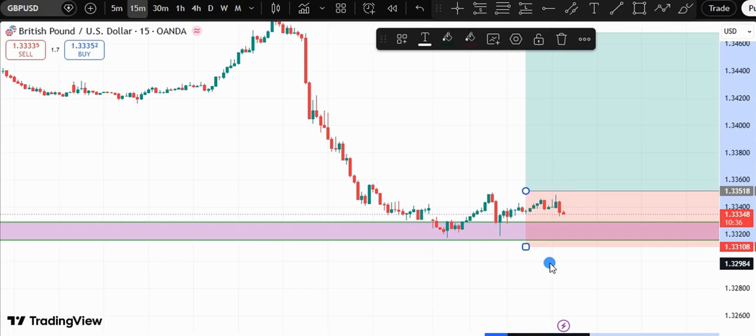Remember, I said again, if our stop loss should get taken out at this level, then that means you start looking or thinking of going bearish on pound dollar. All right, so that's for pound dollar.